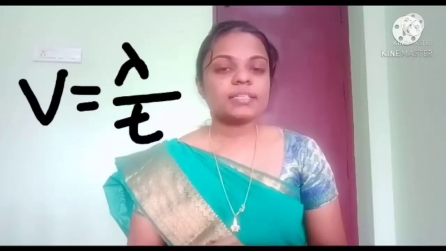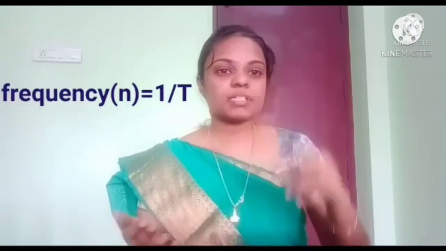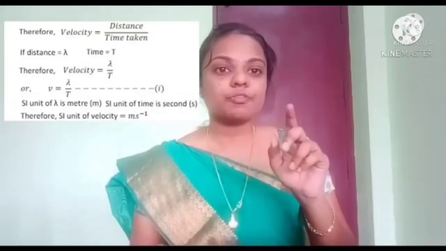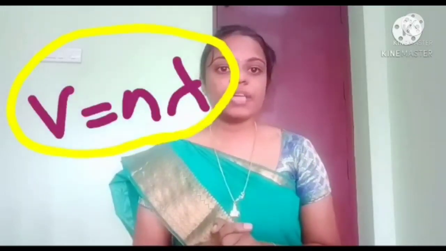We know that the frequency is nothing but 1 by t, right? N is equal to 1 by t. It is the number of cycles per second. In this, the frequency is taken as N is equal to 1 by t. And if you substitute, we get the velocity as V is equal to N lambda. Hence, this is the velocity of sound waves, and the velocity is greater for solids, then for liquids, and then for gases.